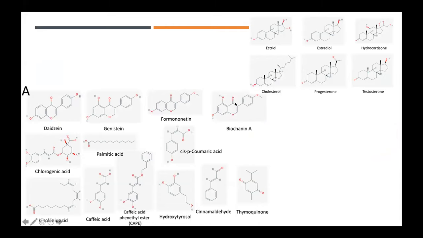So now these are some natural compounds based on natural products. We can see here all of these phytochemicals, these are four phytochemicals. These are four phytoestrogens, and this is some oils like from olive oil, and the chlorogenic acids. Here we can see the cinnamaldehyde from cinnamon, and thymoquinone from the black seed, and other ingredients that we can find in our food.